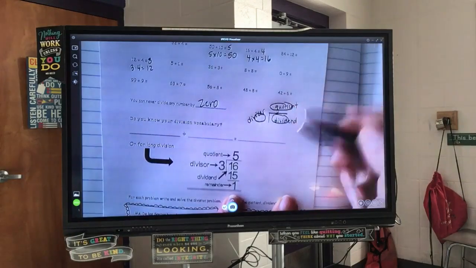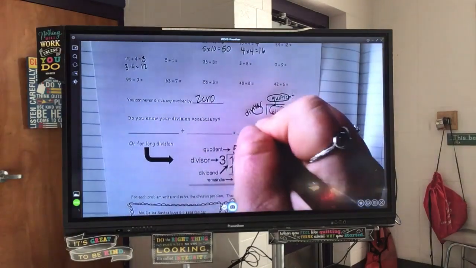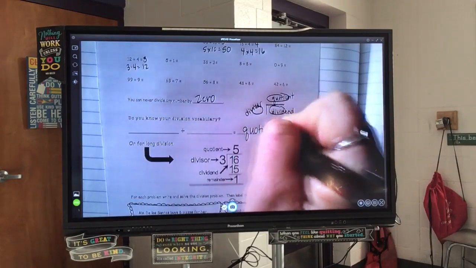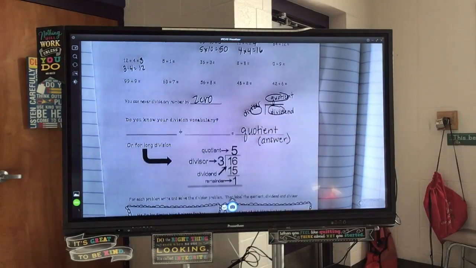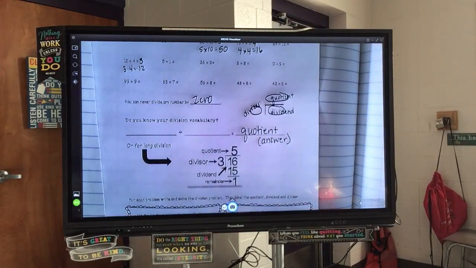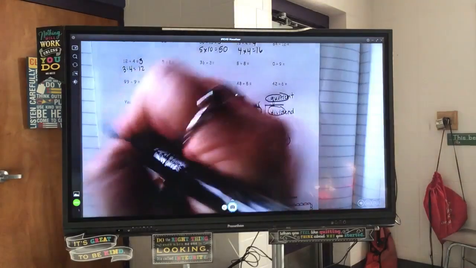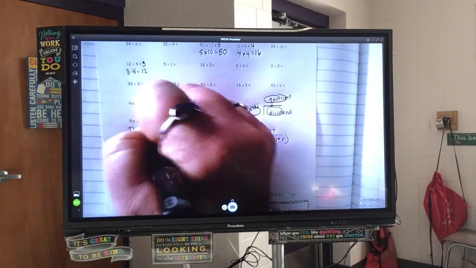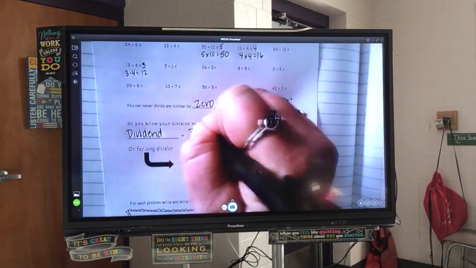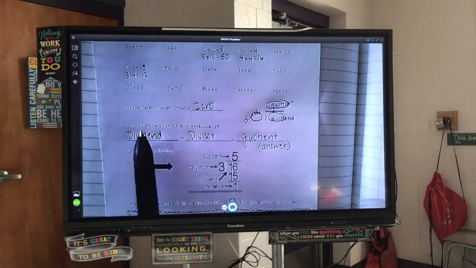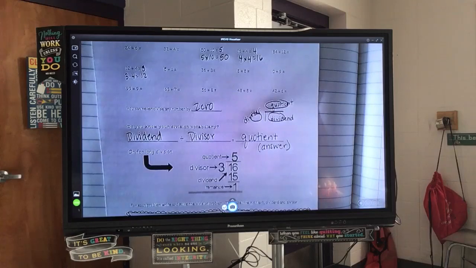Quotient. Based off of these three words that we just wrote, the easiest one to determine is obviously our quotient, because that is our answer. Now, which one goes first, the dividend or the divisor? The dividend. The number on the inside is the number that always goes first. The divisor is second, so you take your dividend divided by your divisor and you get your quotient.